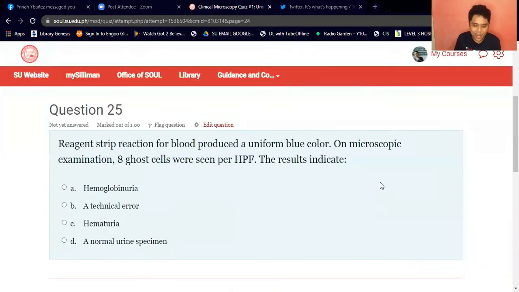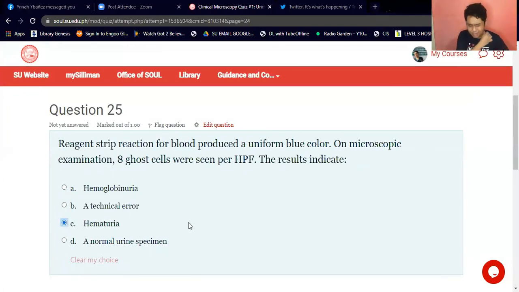All right. 25. Reagent strip reaction for blood produce a uniform blue color. On microscopic examination, nakitang ghost cells. And remember, ghost cells are RBCs na nilys. The results therefore indicate na the patient has hemoglobinuria, all right? Hematuria. Yes, the correct answer is hematuria.